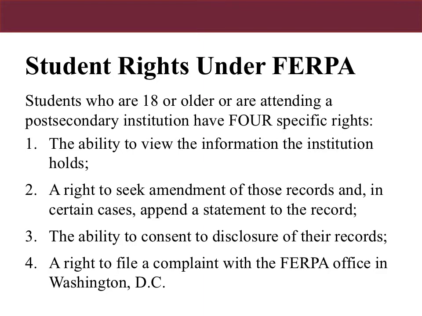Students who are 18 or older or are attending a post-secondary institution have 4 specific rights. They have the ability to view the information the institution holds, a right to seek amendment of those records and, in certain cases, append a statement to the record, the ability to consent to disclosure of their records, and a right to file a complaint with the FERPA office in Washington, D.C.